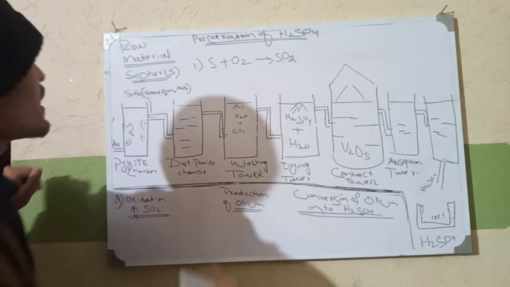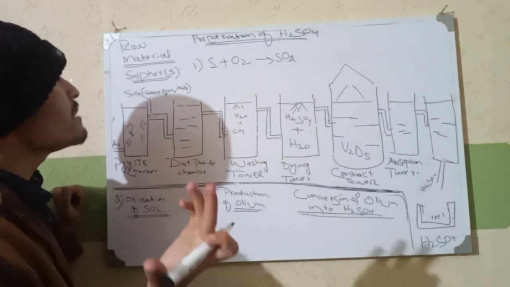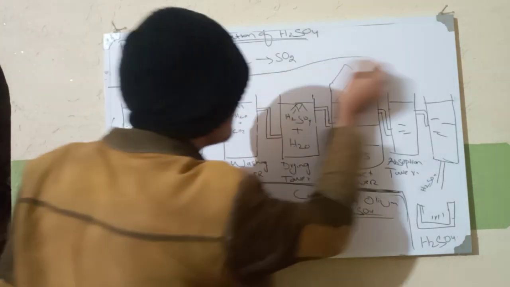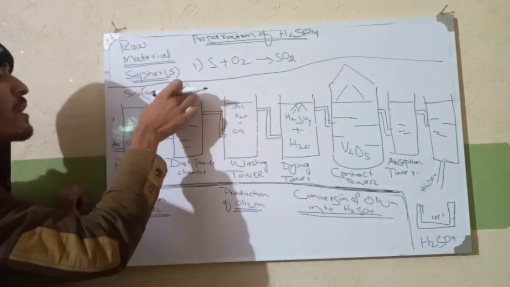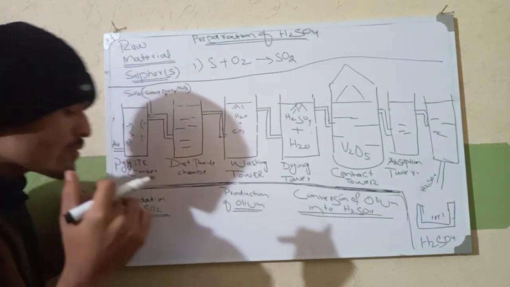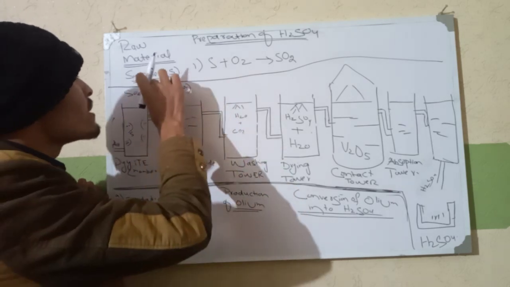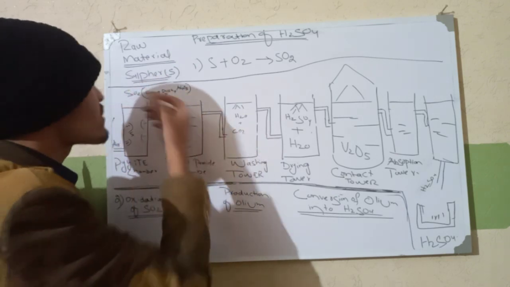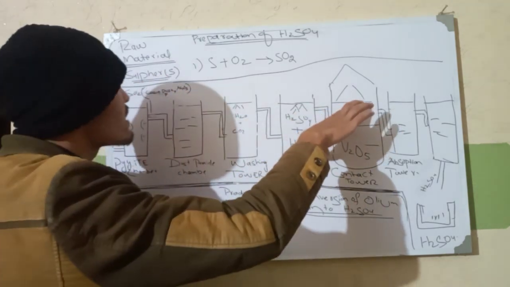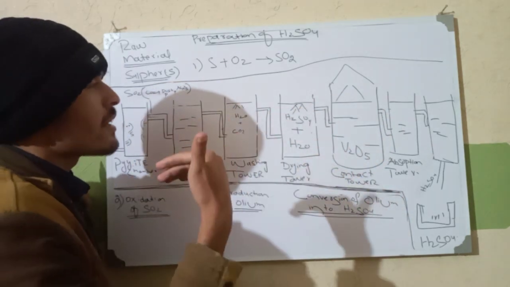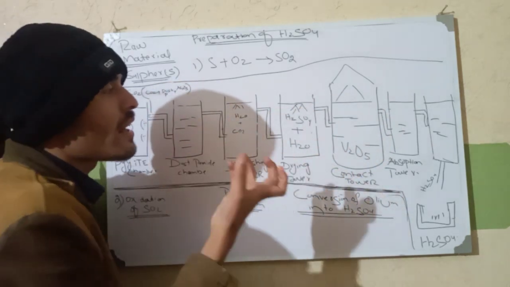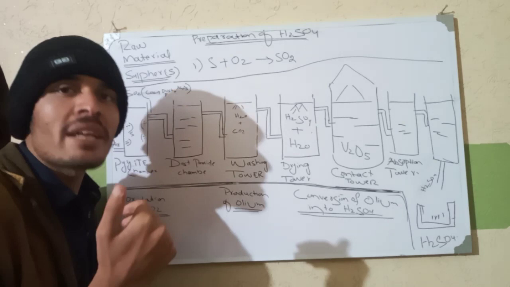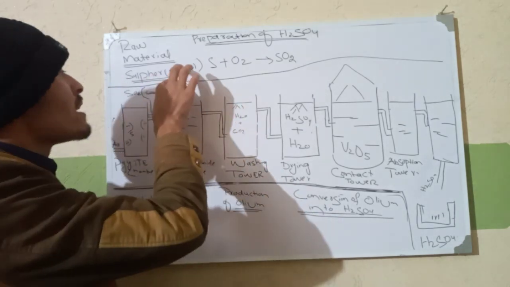Now, in here not only sulfur dioxide will be produced; some impurities will also be added in this chamber. So firstly we have to remove these impurities. At the end of this contact tower, we need only sulfur dioxide, not impurities. That's why we remove these three impurities one by one.